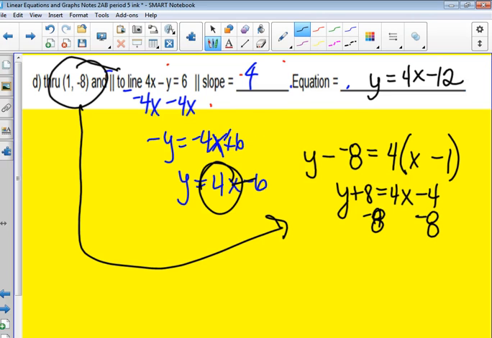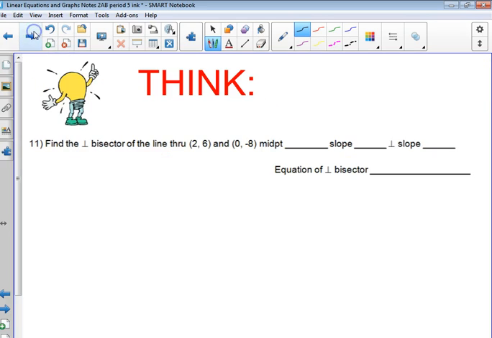How could I check that problem? First of all, does it have the right slope, right? How could I check that it went through 1, negative 8? I could graph it. What else? If I plug in the negative 1, 4 times negative 1 minus 12, does that equal negative 8? Oh, it was a positive 1. I'm like, no, what did we do wrong? It's a positive 1. 4 times 1 minus 12 is negative 8. It works. Okay. Scared myself. All right.